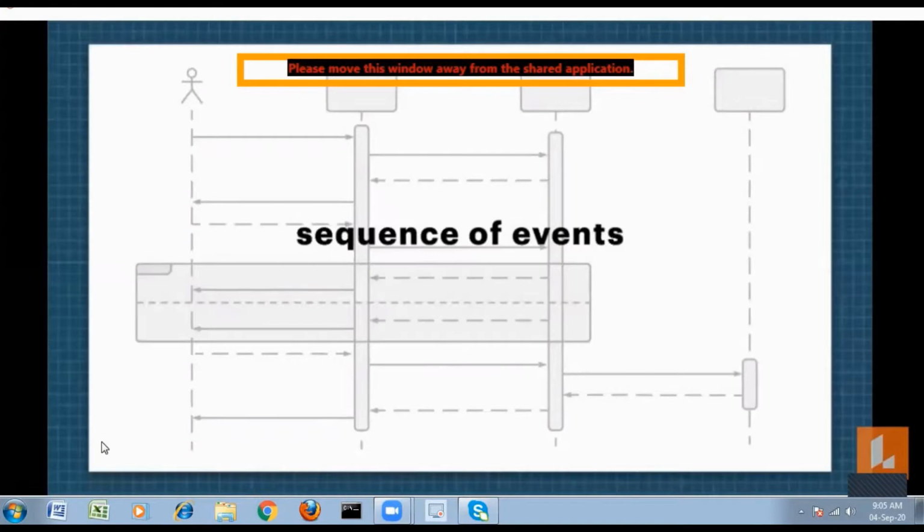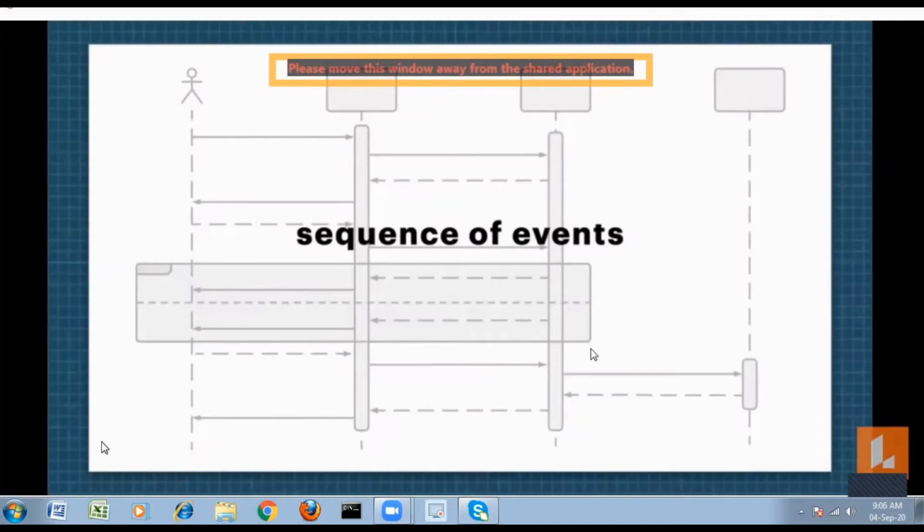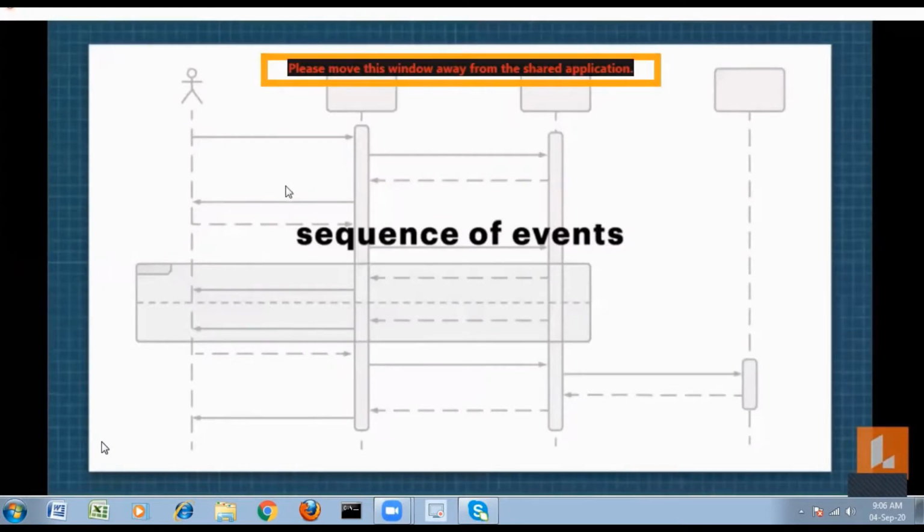Sequence diagram. We've already covered class diagram, ER model, and use case diagram as well. Let's start with the sequence diagram today. Basically, a sequence diagram is used to show the different sequences or events that occur in a particular system. Now, suppose we're talking about the system of a bank.